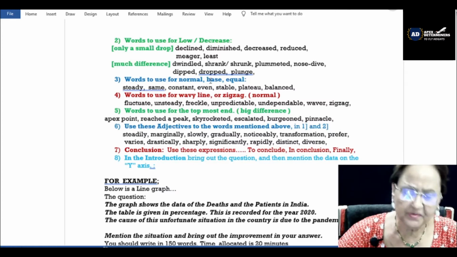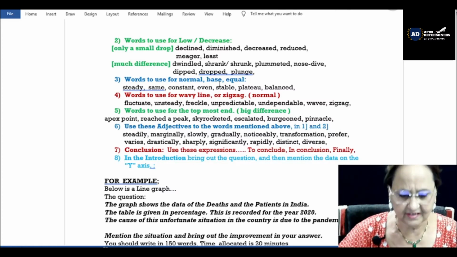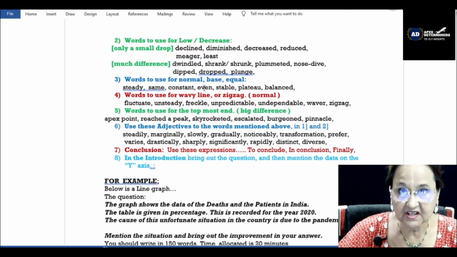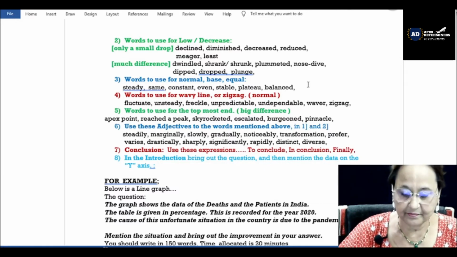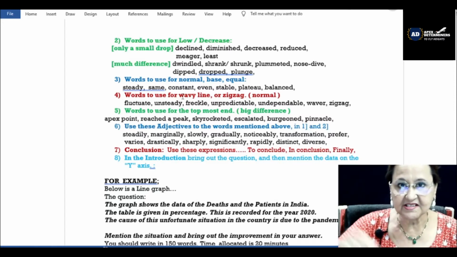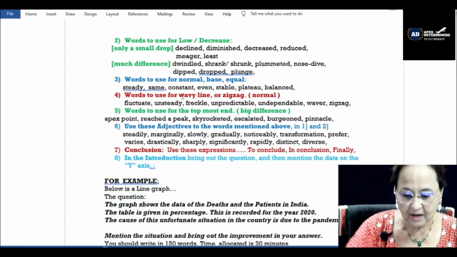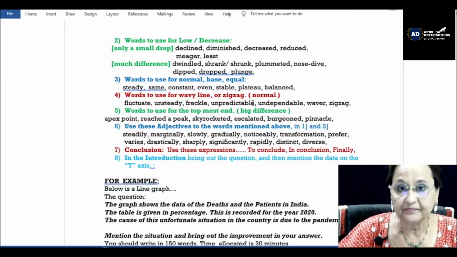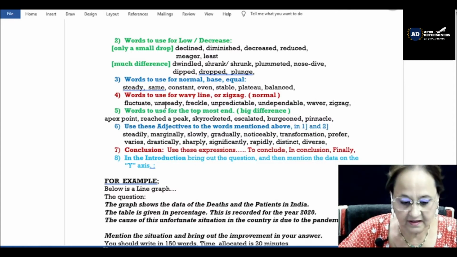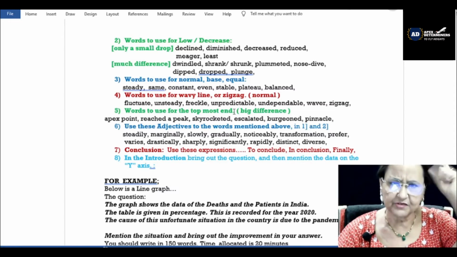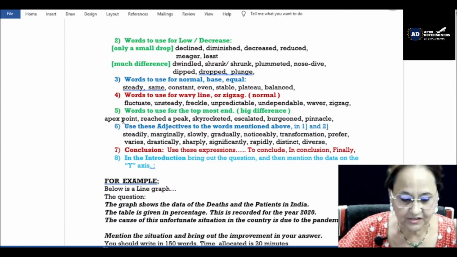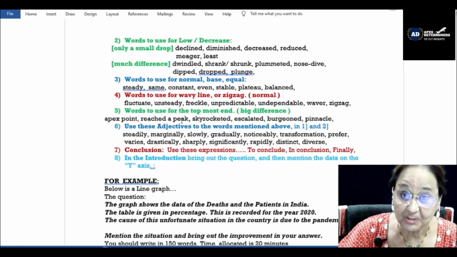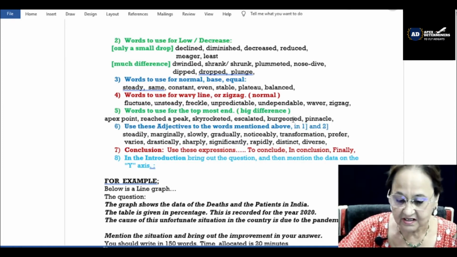Okay, now words to use for normal, base, equal, there's not much of a difference, right? So you can say it's like a platform. So steady, same, constant, even, stable, plateau, balance. Words to use for wavy lines, lines that go, like the waves in the sea, up and down, but not much of a difference. So you can write fluctuate, unsteady, fickle, unpredictable, undependable, waver, and zigzag. Then words to use for topmost, absolute, the peak. And that is when you can use apex point, reach the peak, skyrocketed, escalated, burgeon, and pinnacle.